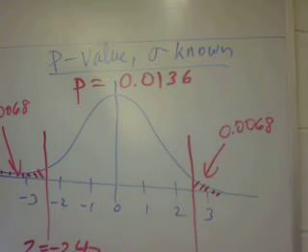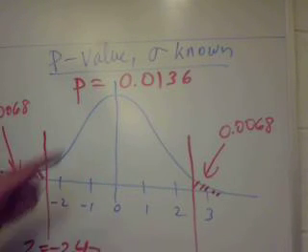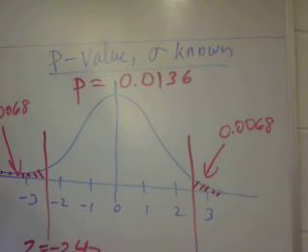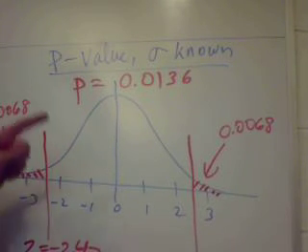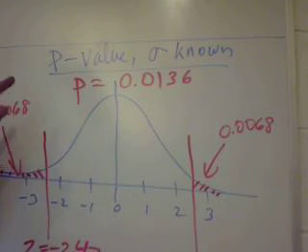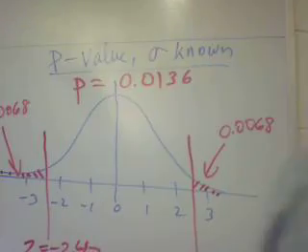0.0136. And now we ask the question, is P less than alpha? Since alpha is 0.01, the answer is no. Therefore, the conclusion is do not reject H naught, since you ask the question, is P less than alpha? The answer is no. So that is the p-value method on question 4.